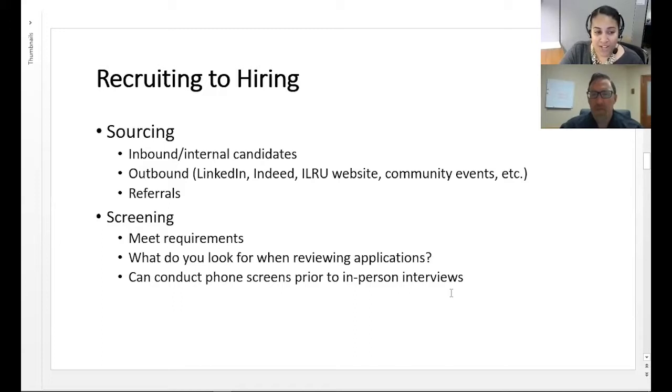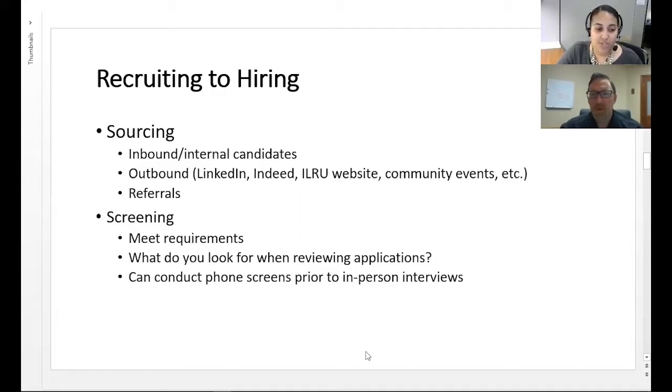I will caution about the referral program. You don't really want to rely on that too much, or you really want to make sure that you have safeguards in place, just so that you're not hiring someone's friend and not doing your due diligence on that person, okay?